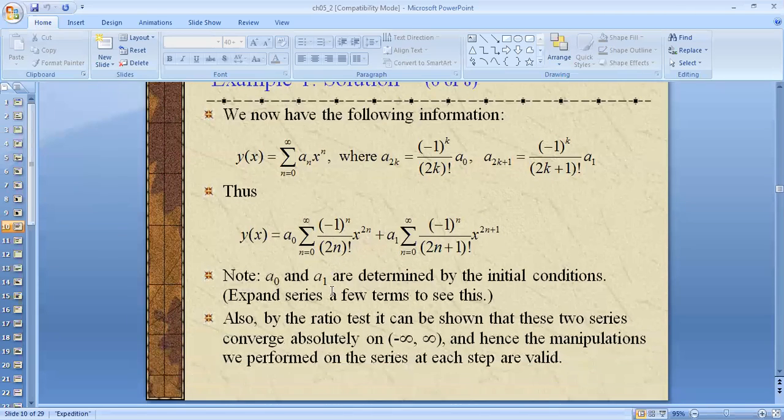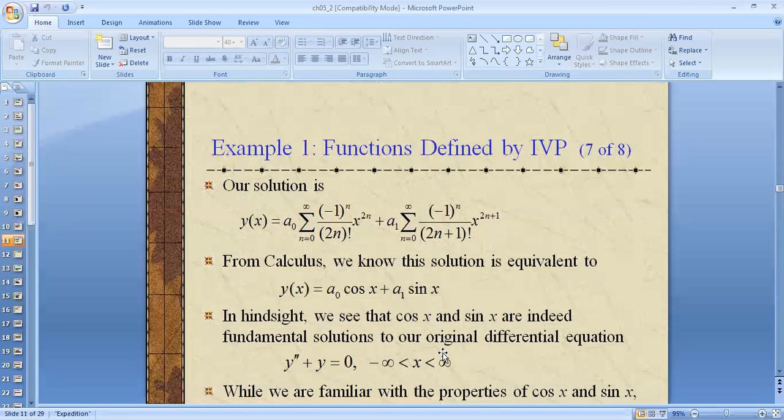Note that a0 and a1 are determined by the initial conditions. Also, by the ratio test we can show that these two series converge absolutely on minus infinity to plus infinity, because here n is a natural number and the terms never end. Hence the manipulations we performed on the series at each step are valid. So this is our solution of that second order homogeneous differential equation.